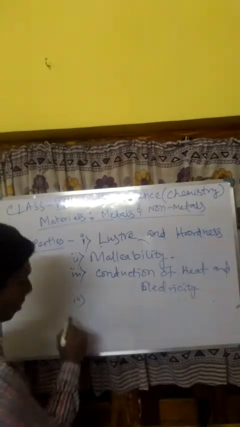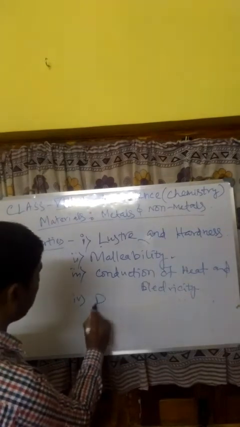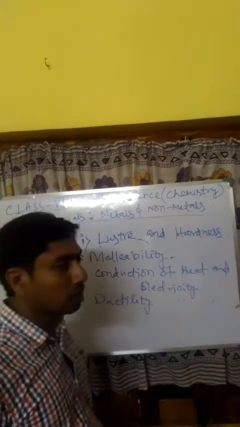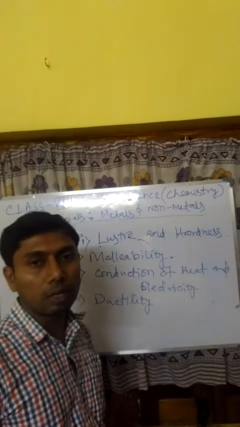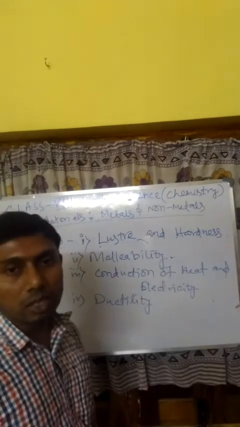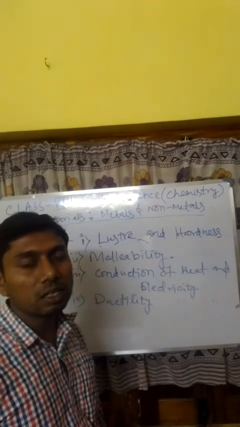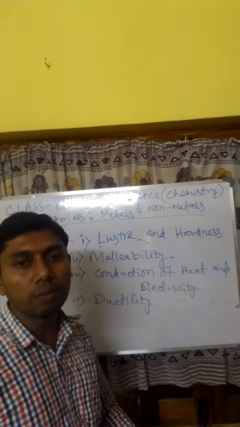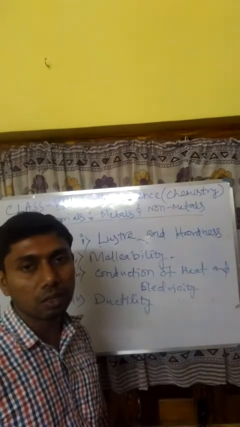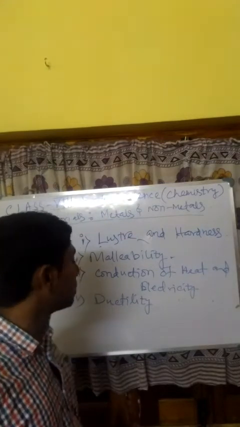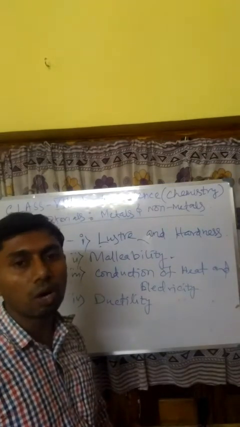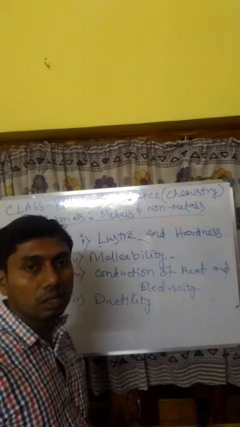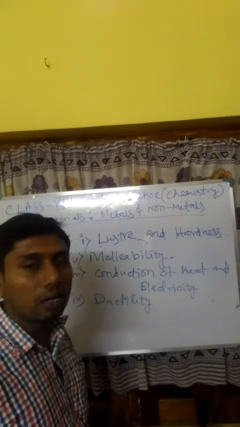Next point, that is ductility. So what is ductility? Ductility is another property of materials, that is, of metals and non-metals. Ductility is the tendency of a material to be drawn into wire form, or which may be shaped into a thin sheet. These are known as ductility. Thin sheet or also thin wire form. So metals come with ductility, or ductile nature, but non-metals do not.